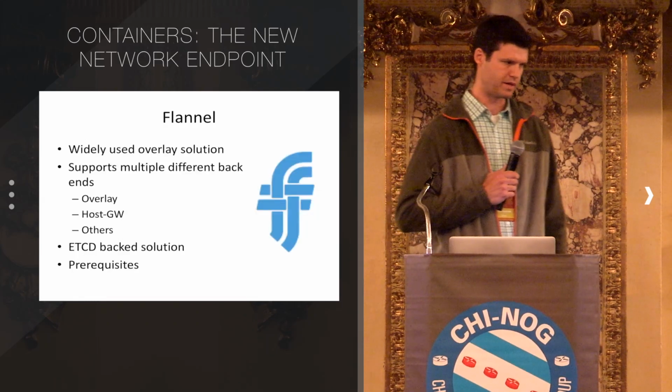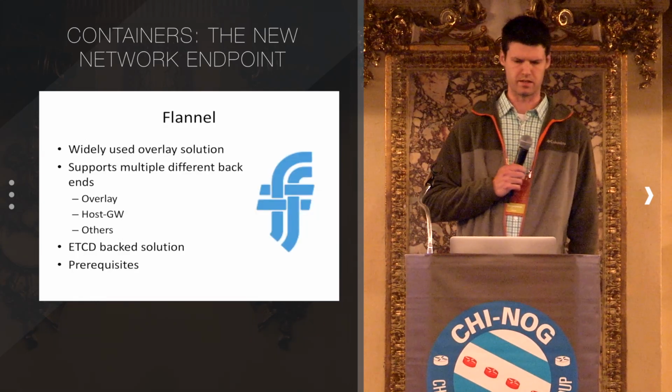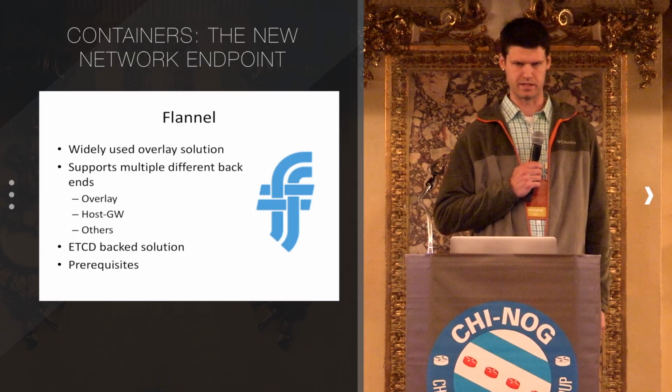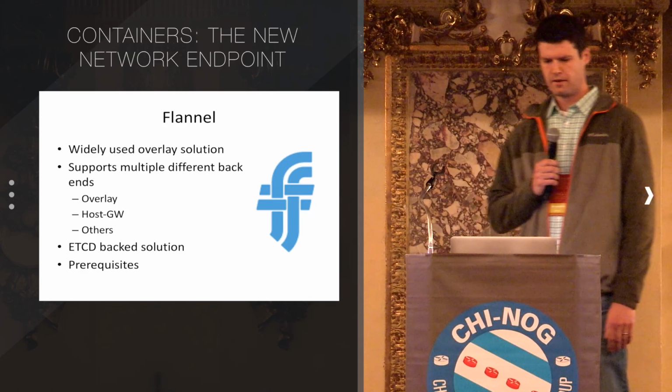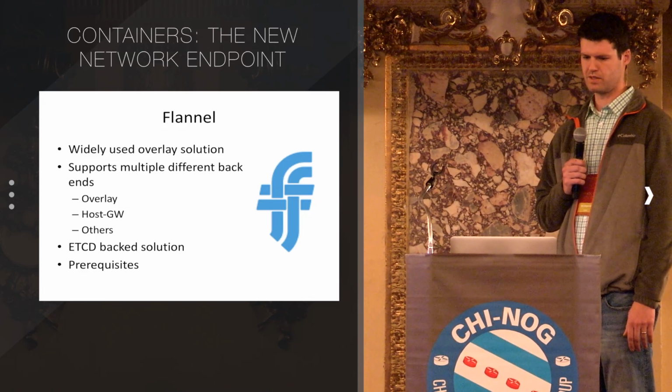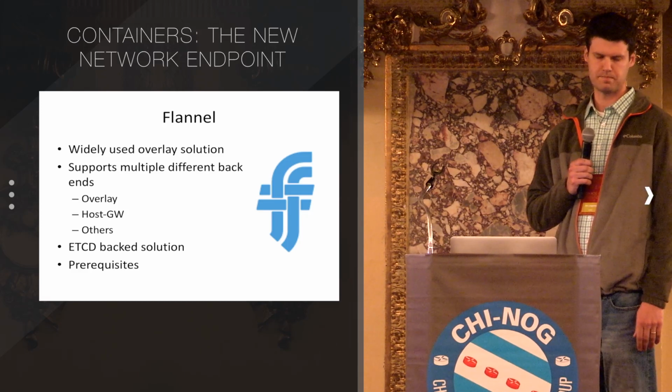So now I want to talk sort of briefly about two third-party plugins. Flannel was maybe one of the first ones when I started looking at container networking. It's a widely used overlay solution. It supports multiple different what they refer to as backends. The default is an overlay. It's a simple UDP-based tunneling mechanism.